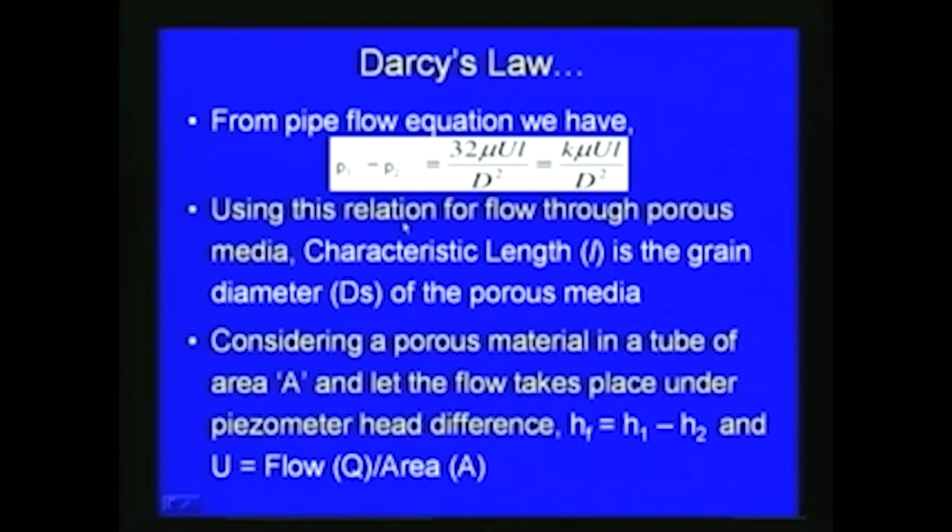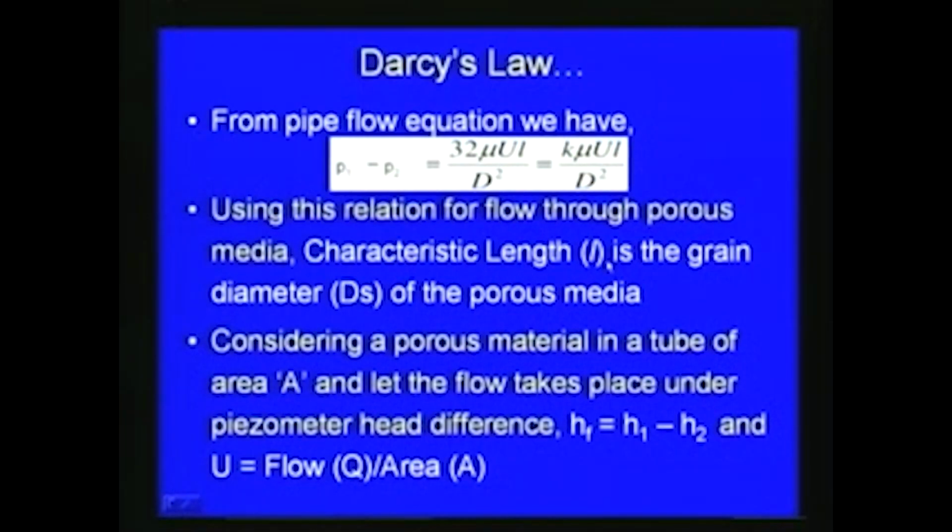If we consider the flow taking place between the solid grains or the sand grains, the porous media flow, as similar to a pipe flow, we can consider the relation of flow through porous media with a characteristic length as the grain diameter of the porous media. So here we consider this L, the characteristic length, as the grain diameter of the porous media.